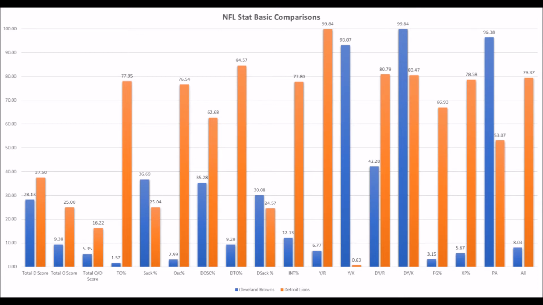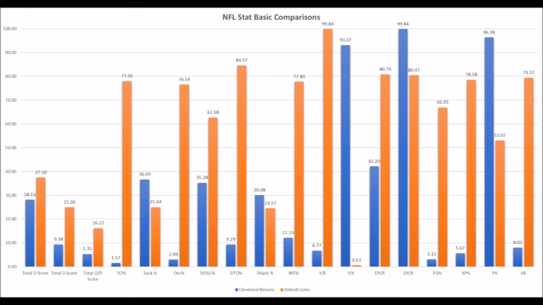Turnover ratio, the ability to create turnovers on defense, more so favors the Lions as well. Sack percentage is a little bit higher in the Browns compared to the Lions. Interception percentage is more so with the Lions. That's kind of been their calling card this year, picks and stuff like that on defense.